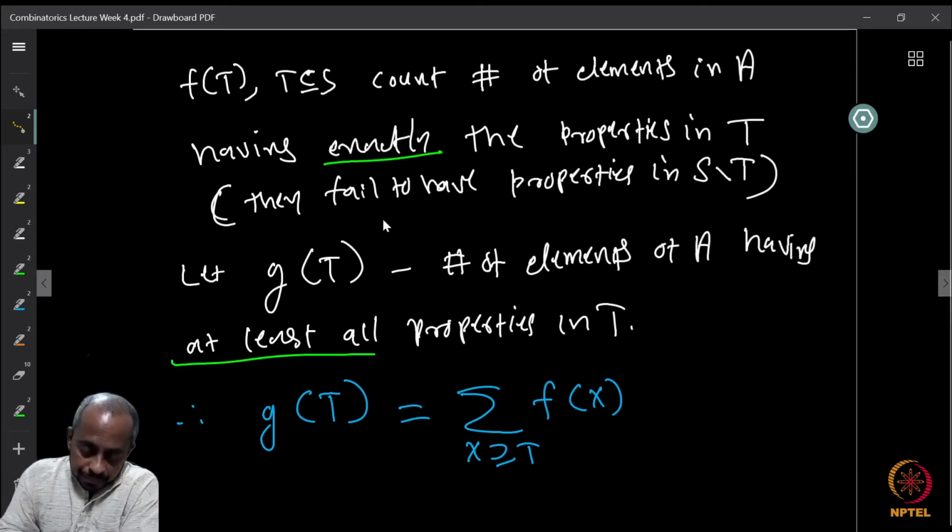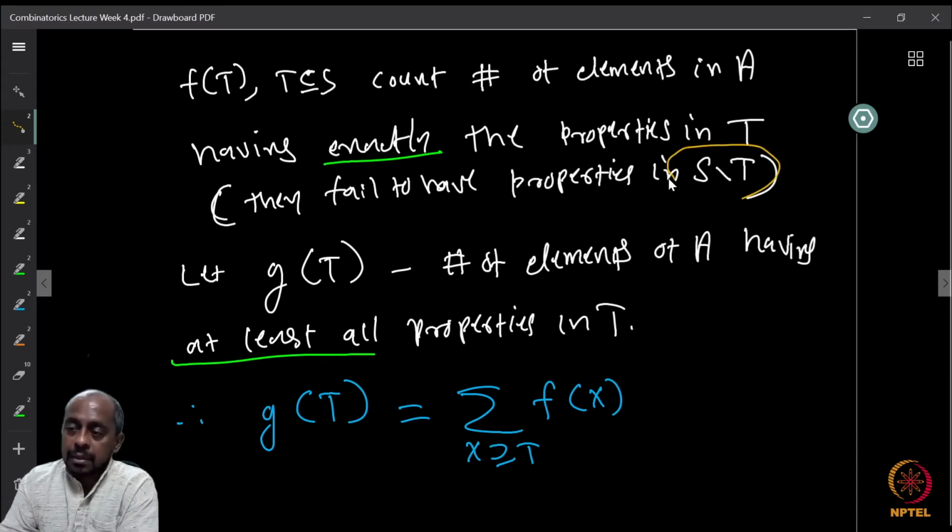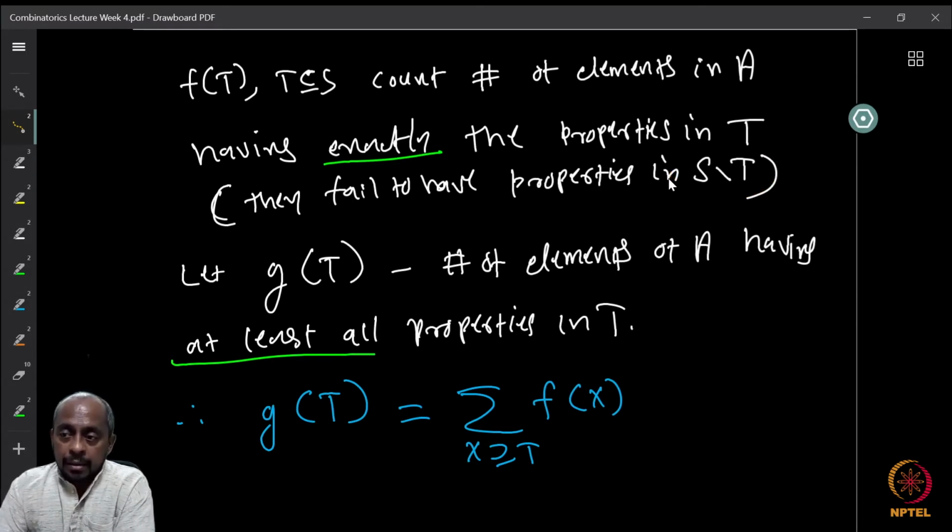Now, when I say counting exactly, I mean that they fail to have the properties in S minus T, because S is the set of all properties that we are considering, and f of T counts only those precisely in T.